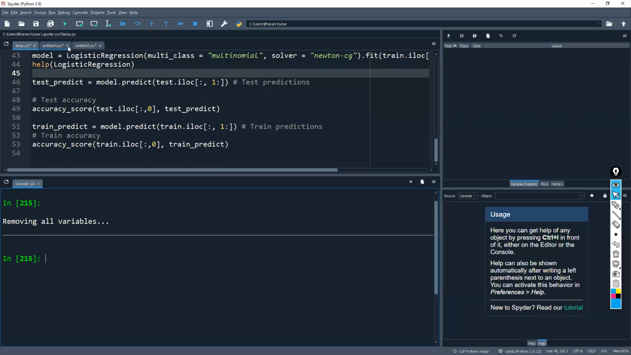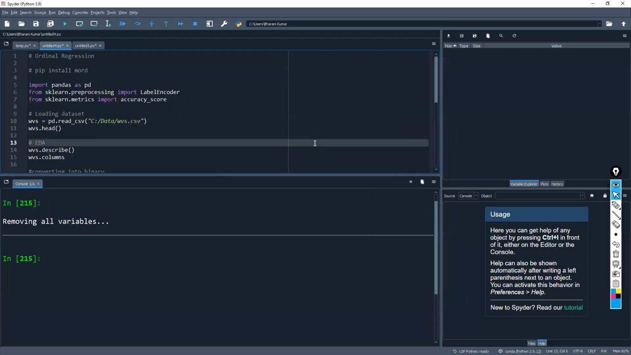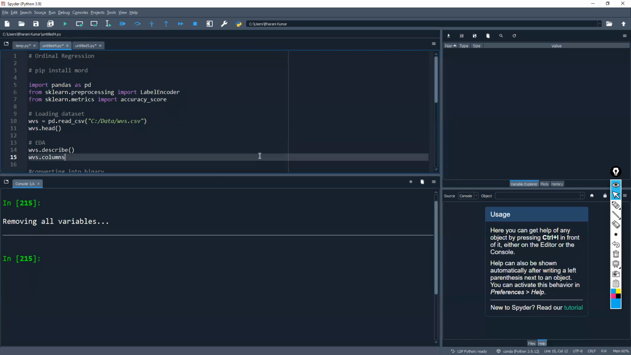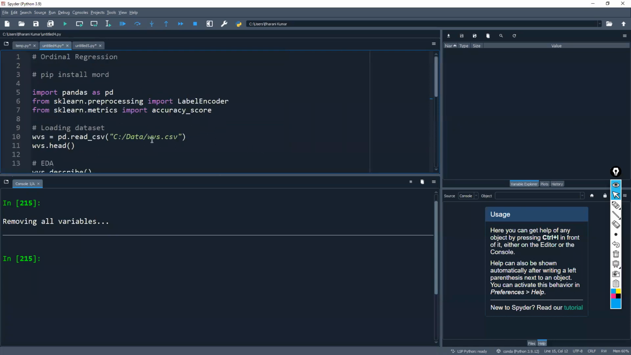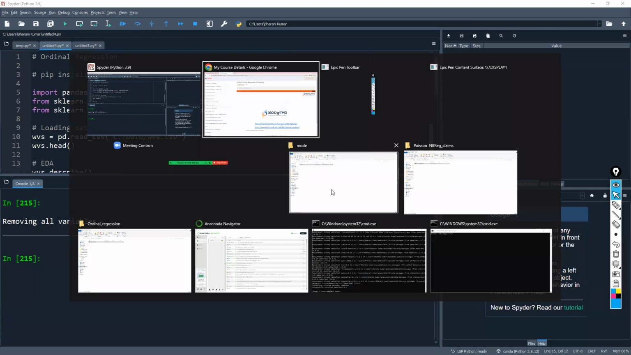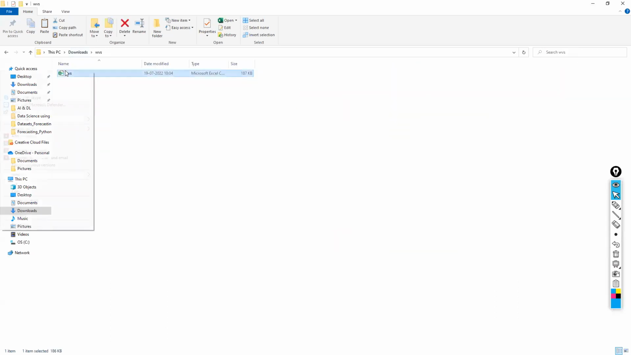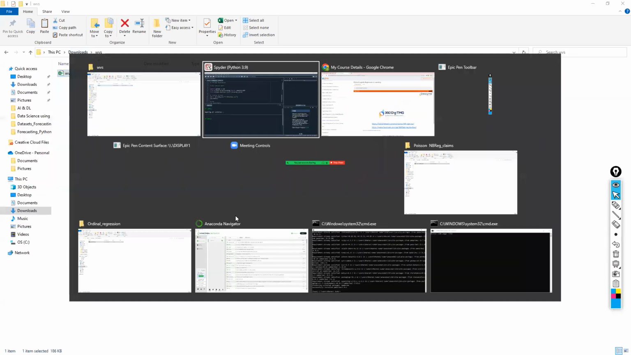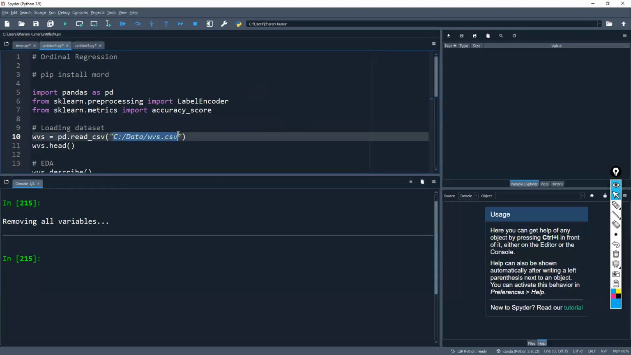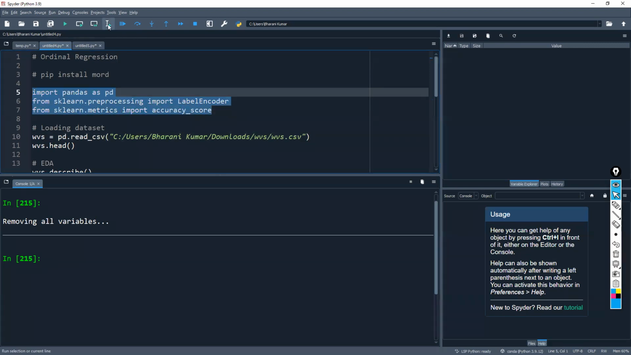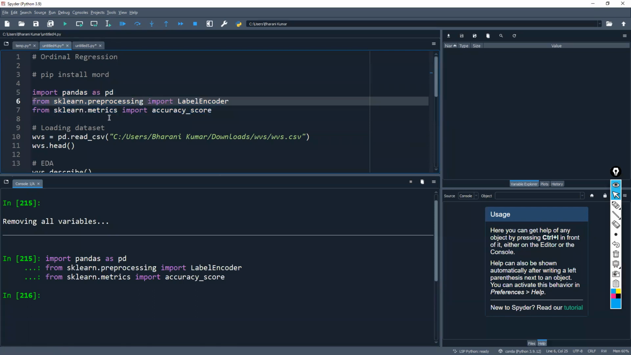So let's run the code. The code is also pretty straightforward. Let me take this WVS dataset and load that. After this, we'll get into some amount of calculations, math derivations, which will actually give you immense control and confidence. Let's see. So we are importing pandas as pd, scikit-learn preprocessing for LabelEncoder, scikit-learn metrics for accuracy score, and you're loading this WVS dataset.